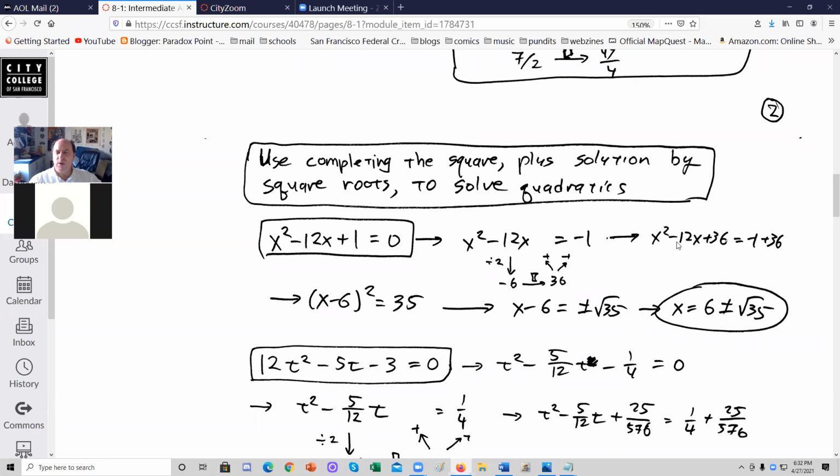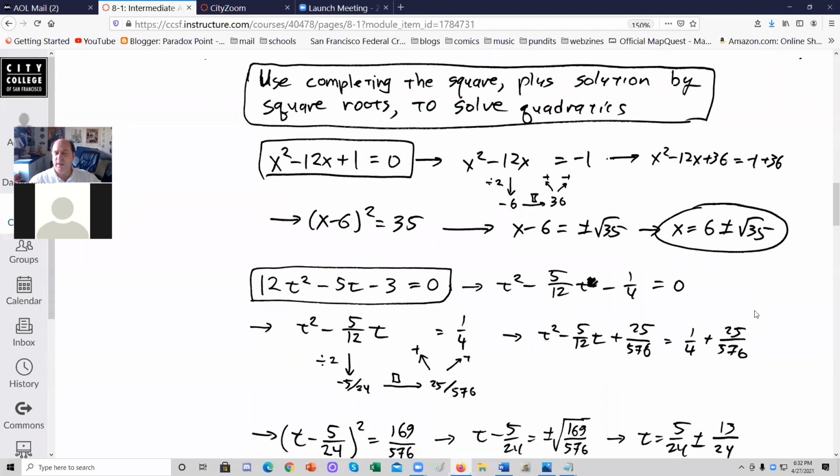And so you get x squared minus 12x plus 36 equals negative 1 plus 36. Now this thing on the left is a completed square. It's a completed square of x minus 6. The square of x minus 6 equals negative 1 plus 36, which is 35. And so now we have it in the form of something with a square. We can solve that. Take square roots of both sides. x minus 6 equals plus or minus root 35. Transpose the 6. x equals 6 plus or minus root 35.